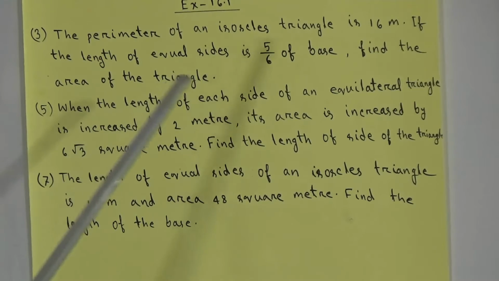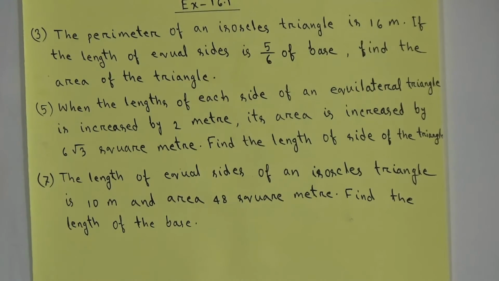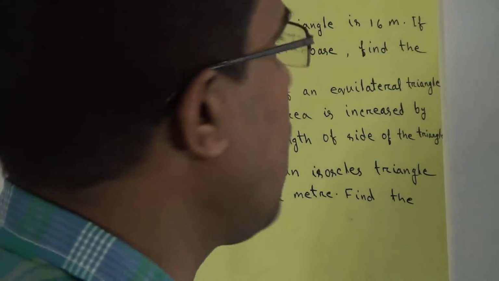Here perimeter is given and it is said that length of equal side is 5 by 6 of base. If we know the length of base, then we can find out the length of other 2 sides. So at first we will suppose the length of base. Here at first we will consider an isosceles triangle.